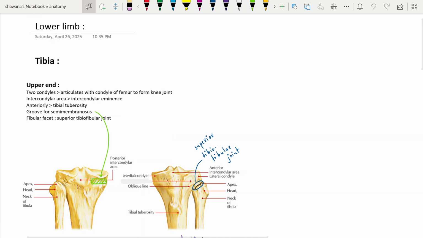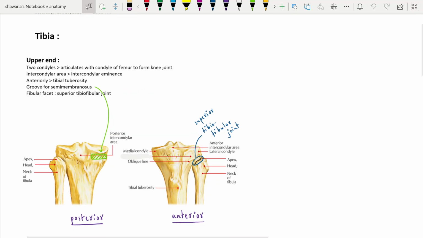Okay, good afternoon, guys. Today we will discuss the tibia and fibula, the bones of the lower limb. In the previous lecture, we discussed the femur and the hip bone. So let's get started. First of all, the discussion is about the tibia.